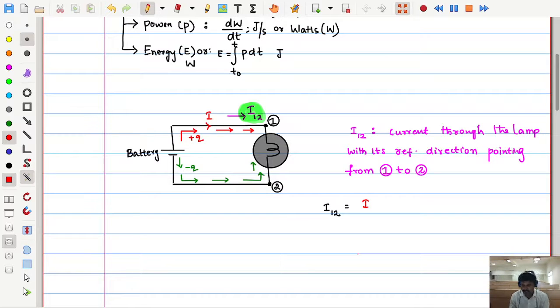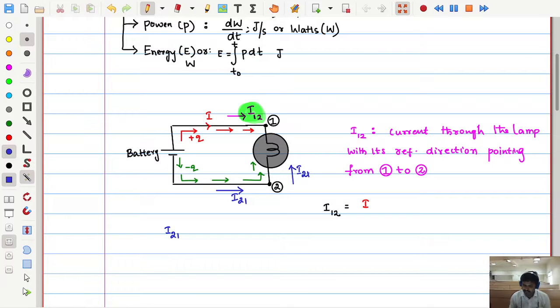I'll tell you. I'll come to that point. Okay. So now the next point is that let us assume I might be thinking of the I21 direction. What does I21 mean? I21 means current is flowing from 2 to 1. So then I should indicate this on this diagram. So this is I21. That means it is flowing from 2 to 1.